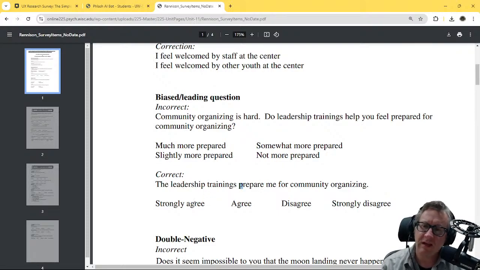So, the leadership trainings prepare me for community organizing. I would say if I were participating in a workshop, say, for leadership training, and it gave me some good things to think about, some good materials, there were good activities, what have you, I might say strongly agree, right? And again, the focus is on the training itself, not so much my own. It gives me a chance to reflect and maybe be a bit more objective about the quality of that training.